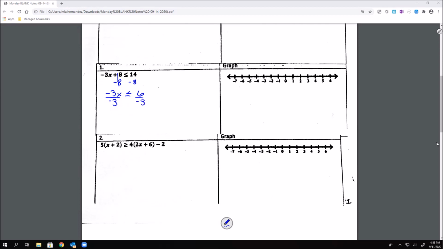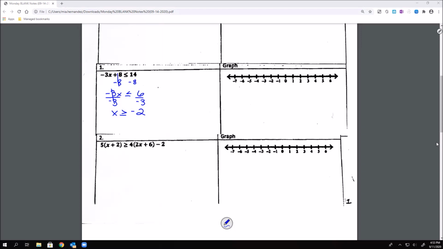Now, since I am dividing by a negative value, that means I flip my sign. So over here, my negative 3's divide out. I'm just left with x. Instead of a less than or equal to, I now have a greater than or equal to. And then 6 divided by a negative 3 is negative 2. So unlike before where we just had a less than sign or a greater than sign, this time I now have a greater than or equal to sign.